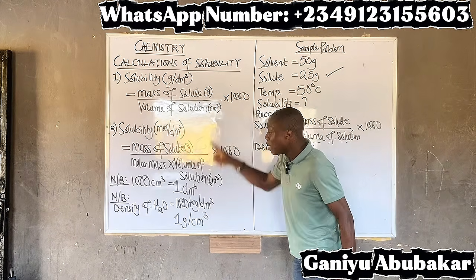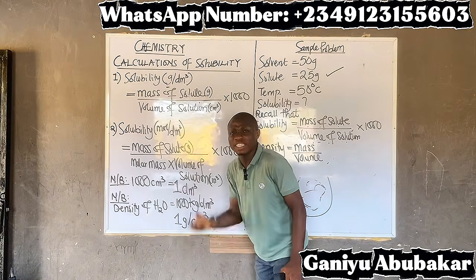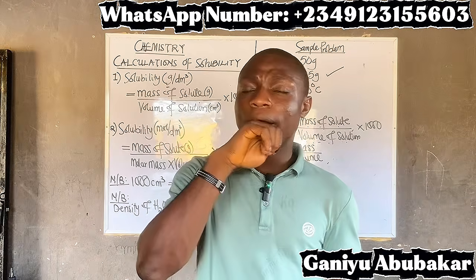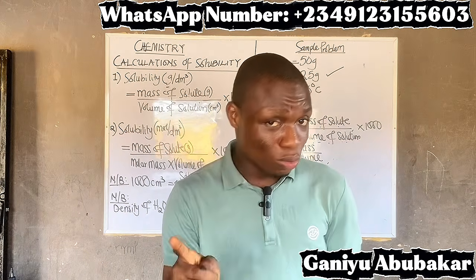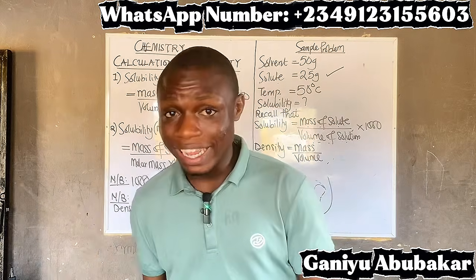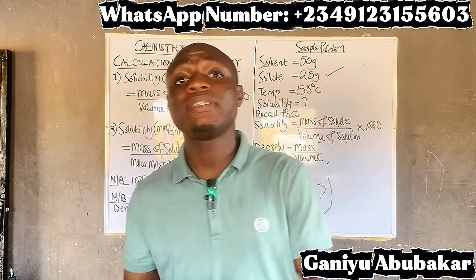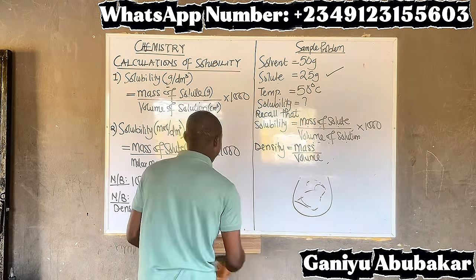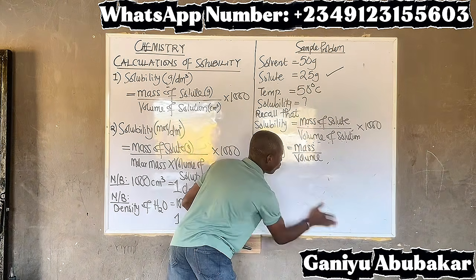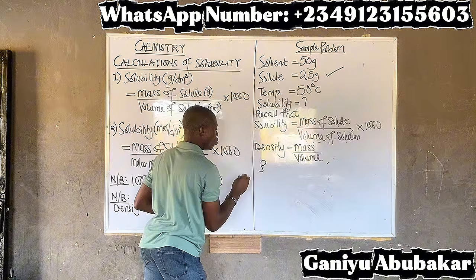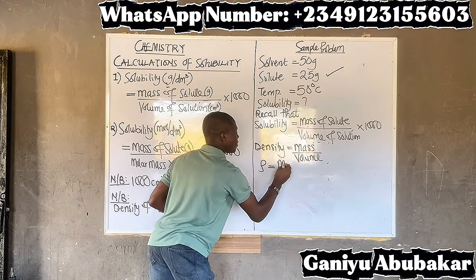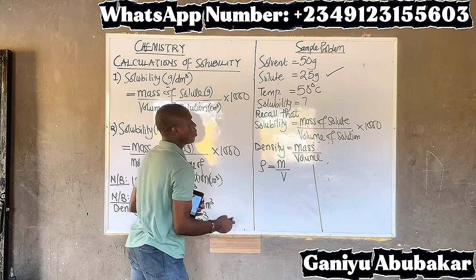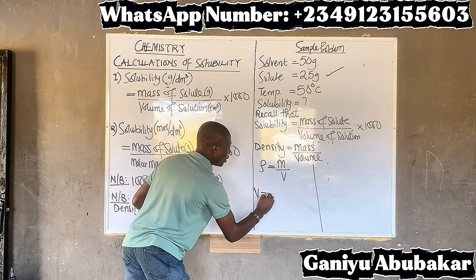So the trick is simple. I'm using the constant value of density. Density has constant value, so density of water is constant. And what's the value? 1000 kilogram per dm cube, or you use 1 gram per cm cube. In this case, density, rho, is equal to mass over volume. Make volume the subject here, because my task is to look for volume first. So volume is equal to what?